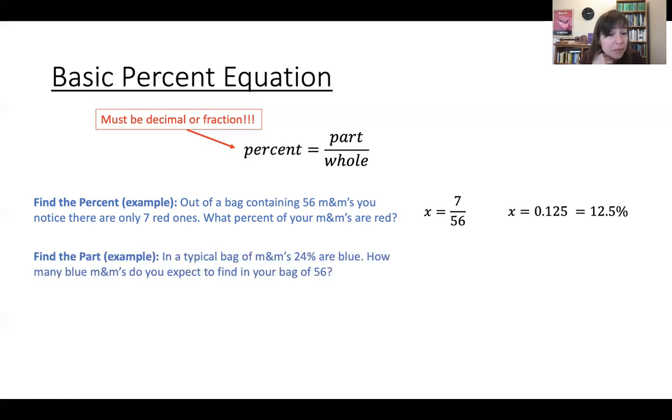Let's do another example. All right, suppose in a typical bag of M&Ms, the manufacturer makes it such that 24% are blue. Then how many blue M&Ms do you expect to find in a bag of 56? Again, I encourage you to pause this and try it for yourself.